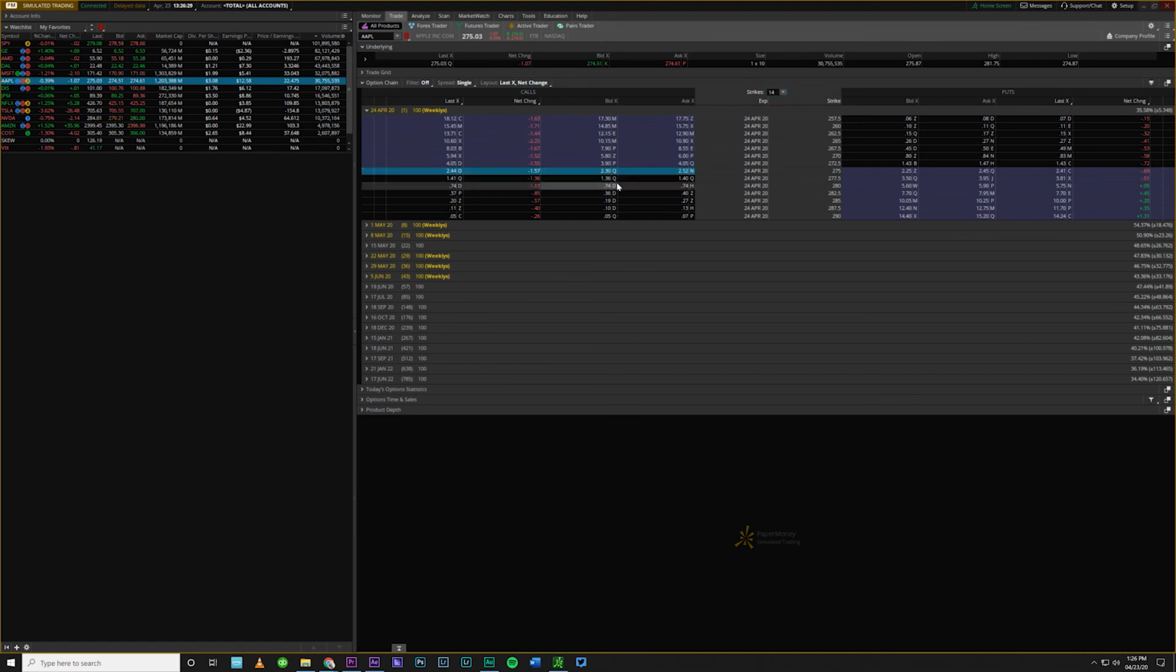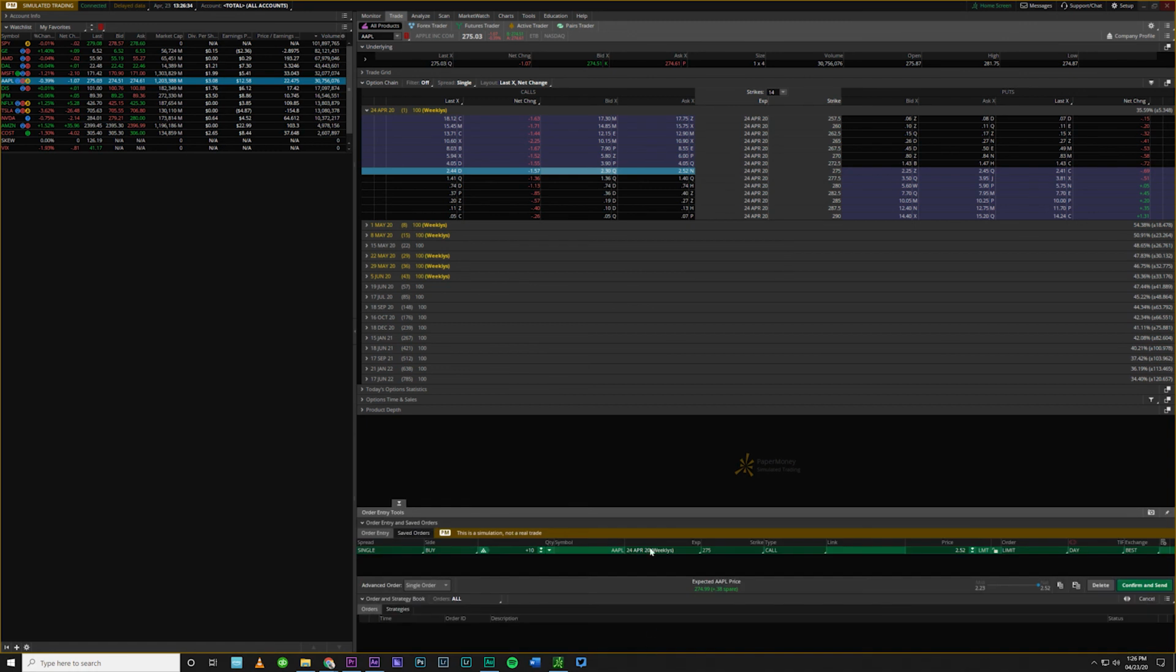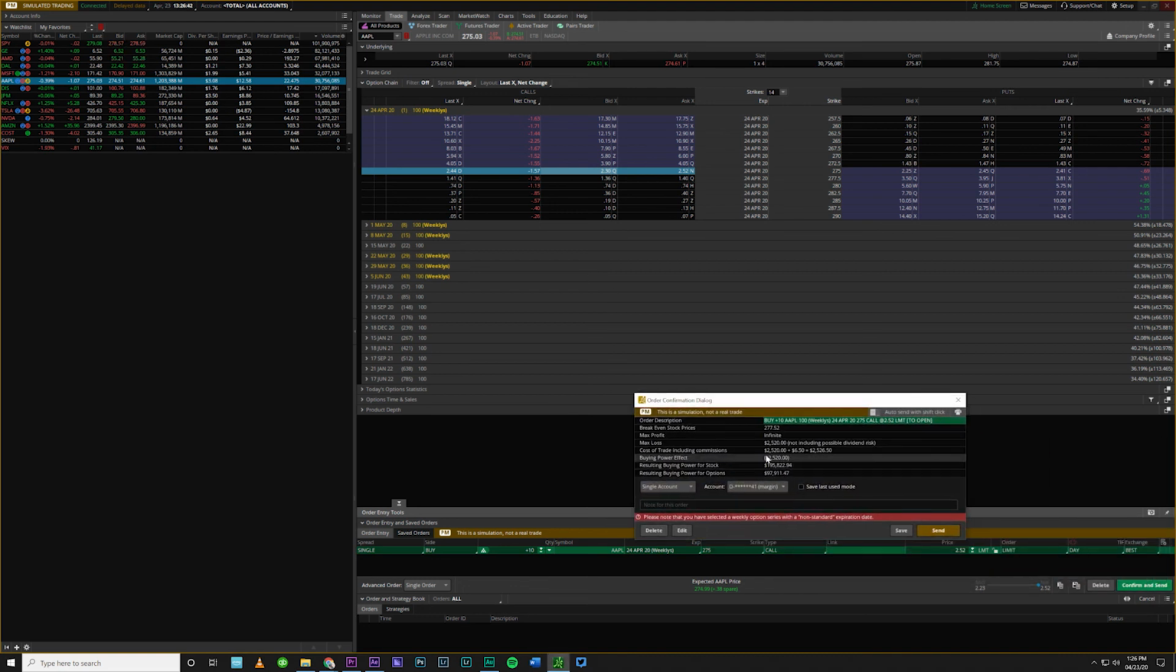So all we're going to have to do to buy the option is right click, hit buy, and click on single. And what this is bringing up is what is referred to as a naked call. A naked call means that there is potentially, if you look here, unlimited profit, right? So that is what it means to be naked.